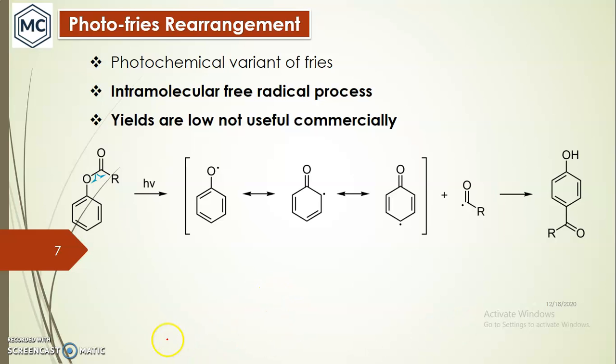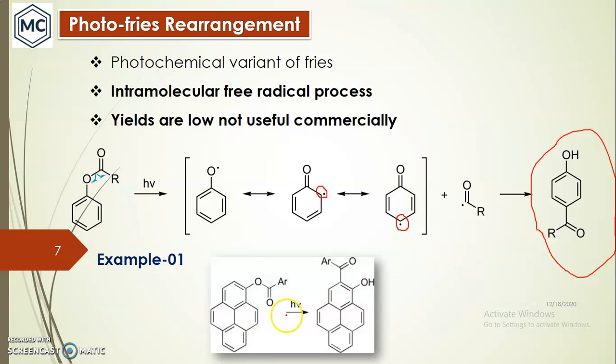And this is the mechanism of the reaction, and this is the ester, phenyl ester, in the presence of UV light, that is light, it undergoes fragmentation and forms phenoxy radical and acetyl radical. And these phenoxy radicals are resonance stabilized, and you can see that the radical is there in resonance at ortho and para positions. Okay, and these two radicals recombine to give the product, and this is known as the photo-Fries rearrangement.